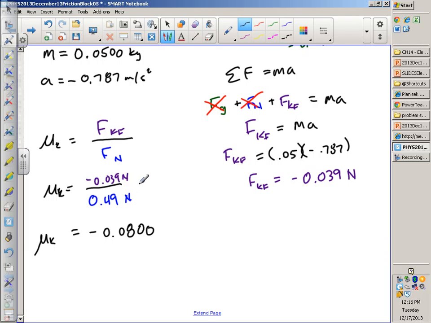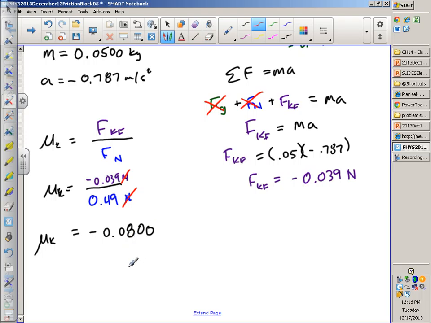Force divided by force. Newtons divided by newtons. If we have newtons on the top of the fraction and newtons on the bottom of the fraction, what happens to our units there? These units cancel. The coefficient of friction does not have a unit. It is a unitless quantity. Because it's not a measurement. It is a relationship between two forces. Okay? So it is a coefficient, it is not a measurement.